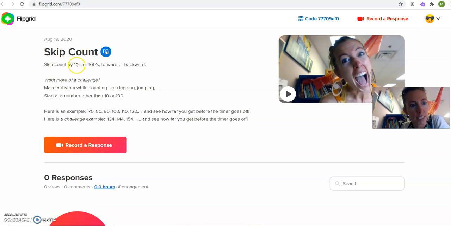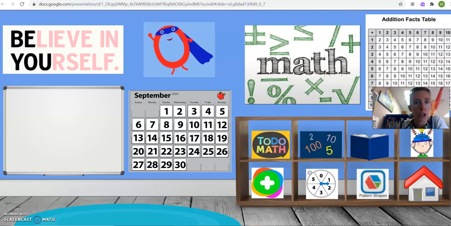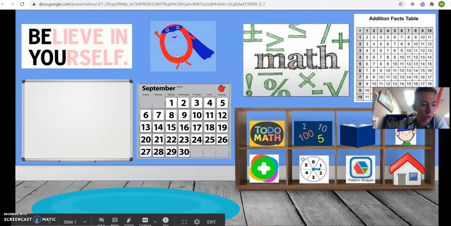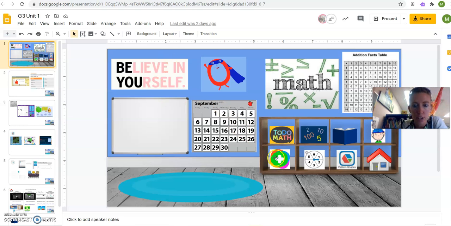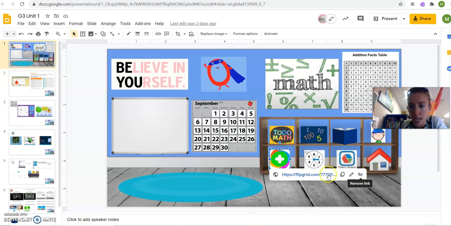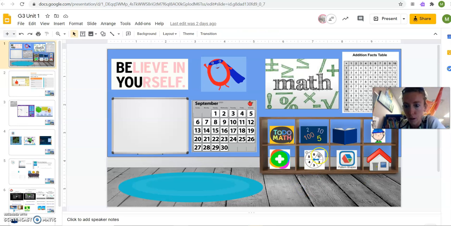The one I had was skip count by tens or hundreds, forward or backward. And they can video themselves, recording themselves doing that. So you could take my exact words and put it in your Flipgrid, and then you would need to take out the link, and then put in your link for your Flipgrid, if you want to do that. If you're like, I don't even want to deal with Flipgrid, just take off the link and say, we're not doing that right now, okay?